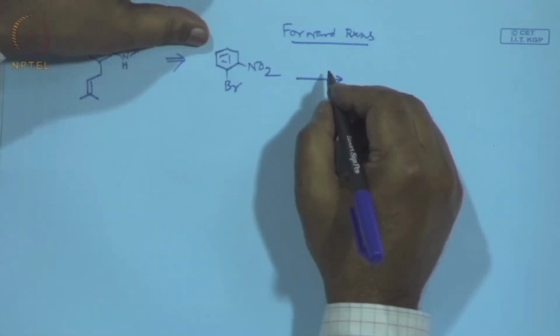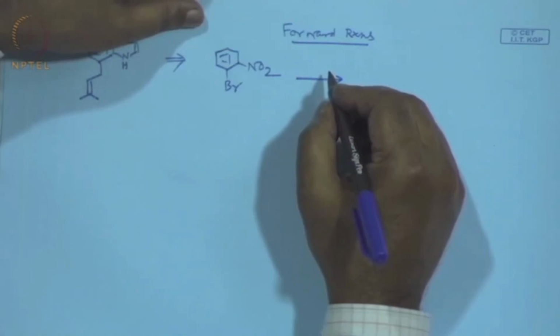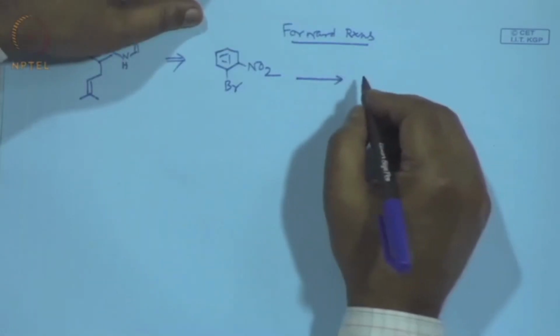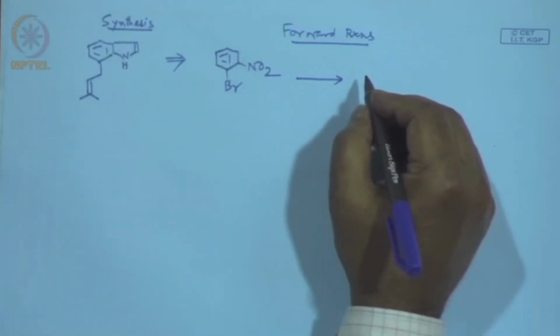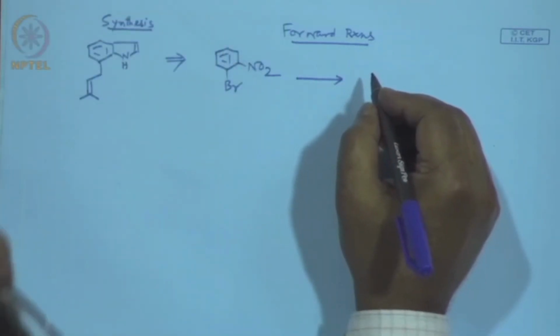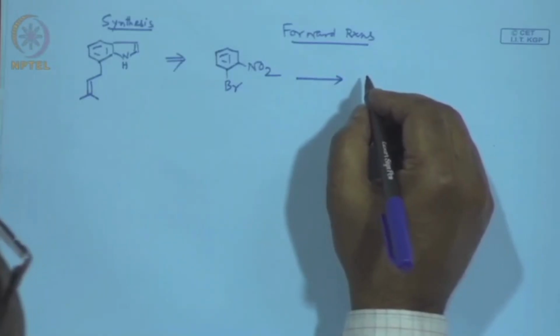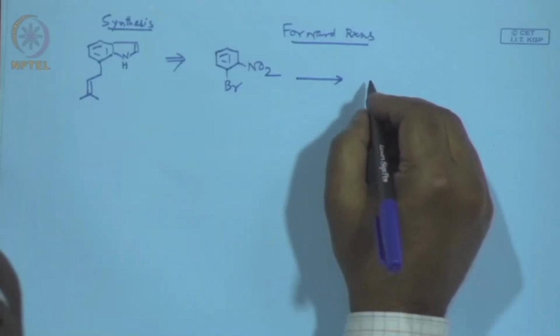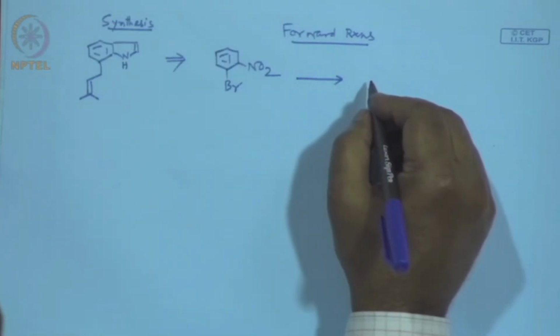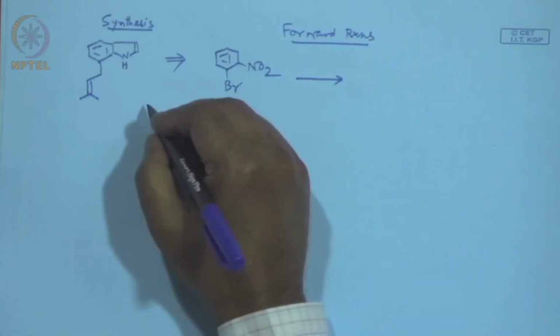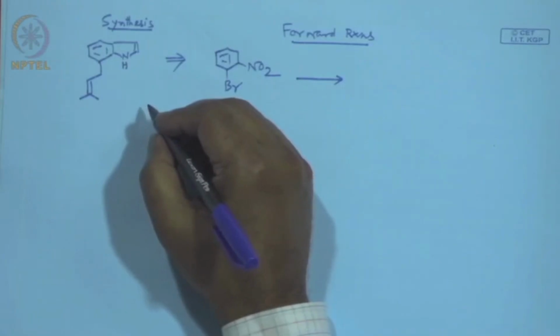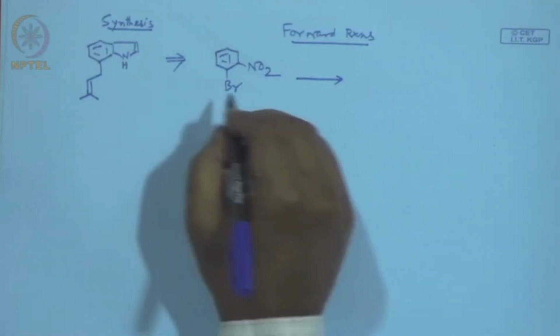Suzuki coupling, with the corresponding boronic acid, that is fine. Yes, Suzuki coupling could be a possibility, but we have to again know all these details. How to make the Suzuki boronic acid? For a simple aryl boronic acid, perfectly all right, but it is an unsymmetrical one, so the Suzuki may also take place on the other side.